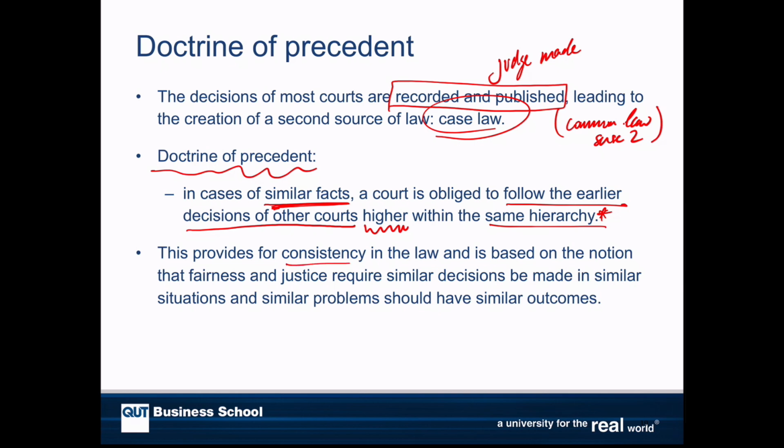As a result of that, we get consistency in the application of the law, and it's based upon that idea of fairness and justice that similar decisions should be made in similar situations, that the same problems should have similar outcomes. And that's one of the ways that we get that certainty and fairness in our law.